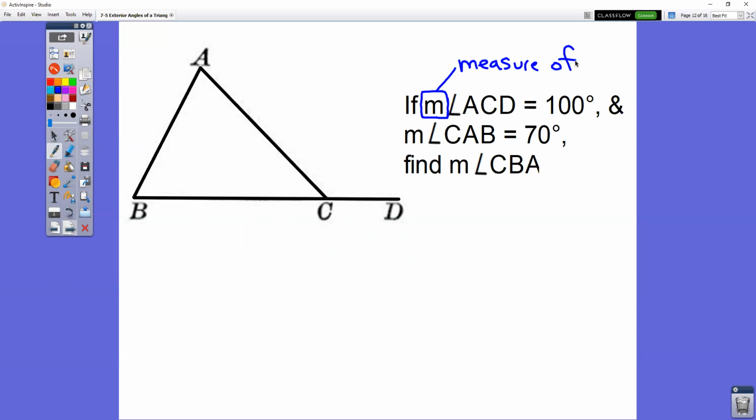It will help you out massively because trying to figure out and keep track of where things are without writing them on the picture is very, very difficult. Remember, when you have angle ACD, you have to be able to trace that with your finger. So ACD. We always put the measurement inside of that angle. So that angle right there is 100. And if the measure of angle CAB, C to A to B, we always put it inside that angle. So this angle is 70. Find the measure of angle CBA.